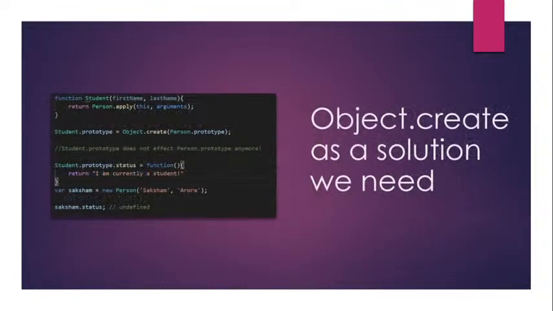So here's the solution. Object.create. Okay. This Object.create creates another object whenever you assign the student prototype as person.prototype. So if we try to implement this code section back, then Saksham.status is undefined. It won't return this function definition back. Okay. And that's correctly implemented.